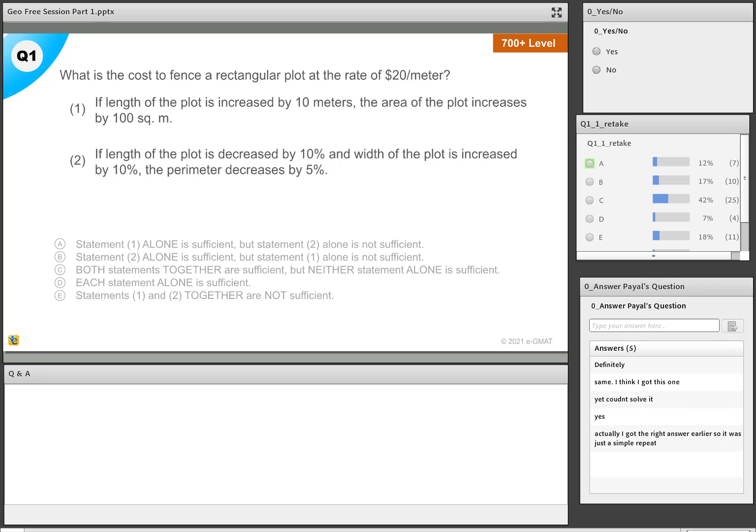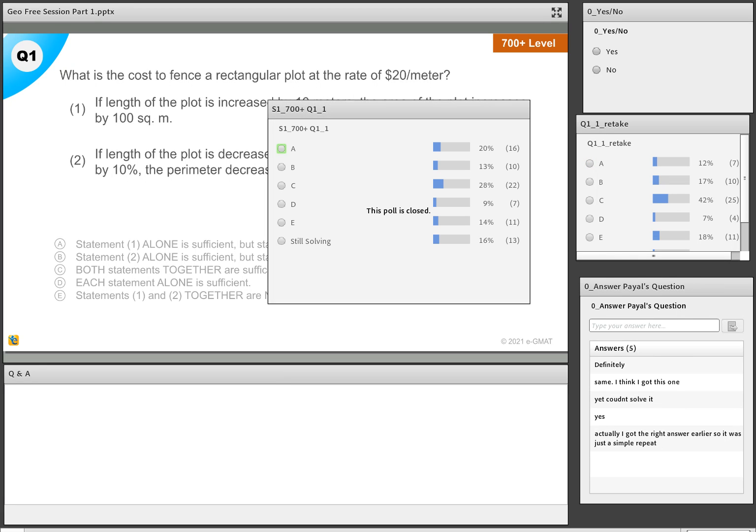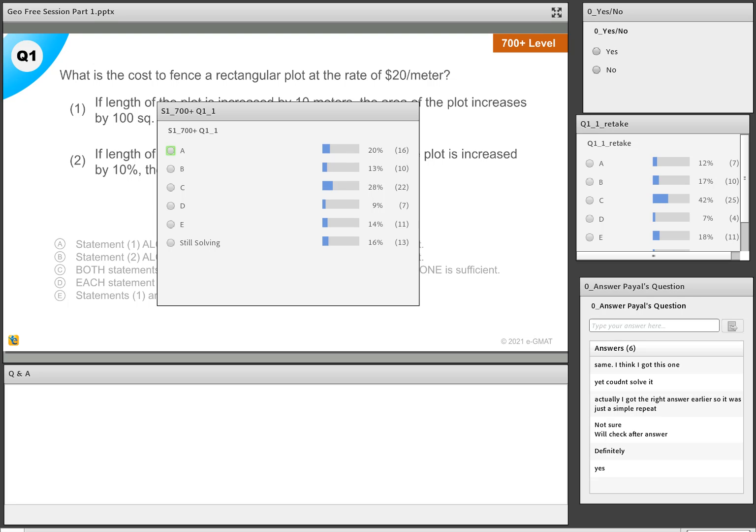So earlier only 28% of the folks were able to select the correct answer. The correct answer over here is choice C. For the previous attempt, which is what you see in the middle of the screen here, 28% of you answered this question correctly. Now that percentage has increased to 42%. So there are definitely people who now are able to solve this question correctly.